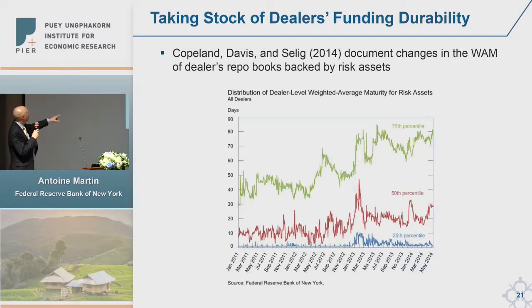So this is another example that I like. The specific topic here is some of my colleagues who are looking at understanding the weighted average maturity of the repo book of these dealers against risky collateral. And you can see that through the efforts of our supervisors, these investment banks are booking longer-term repo, which is a good thing. They're taking less maturity risk.